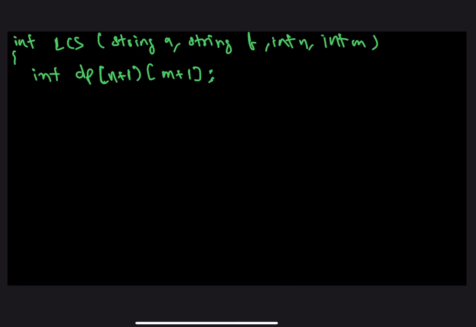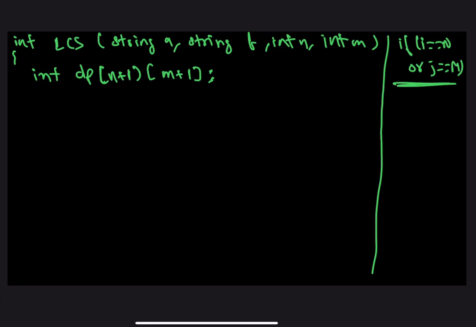Now coming to the base cases for this problem. The base case will be something like this: if i is equal to n, or j is equal to m, in that case, if either of these two happens, dp of i comma j should be equal to 0.